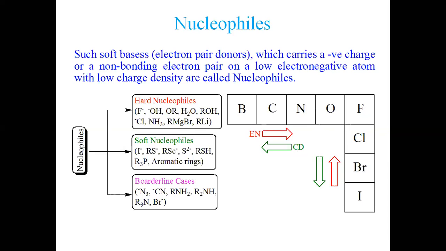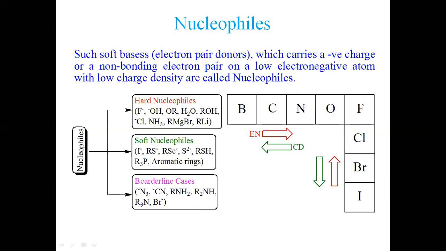Charge density is the number of charges on a molecule, atom, or ion divided by the volume it occupies. If we are moving from left to right, the atomic radius is decreasing. So let's say we have a negative charge on carbon, one negative charge on nitrogen, one negative charge on oxygen, one negative charge on fluoride. All of them have one charge, which is the same.